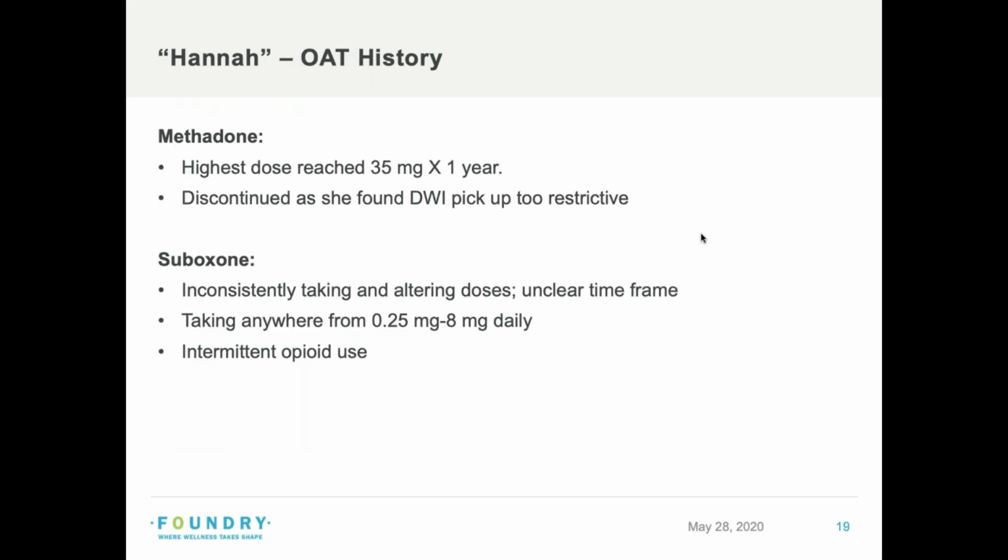She had previously tried methadone, only got to 35 milligrams, and she really found picking it up daily at the pharmacy was interfering with her life and her other goals. So she was switched to Suboxone, but was very inconsistent with taking it, altering the doses, and was going in and out of withdrawal. And the team was worried that with this intermittent Suboxone use, she could either put herself into precipitated withdrawal or just not have enough coverage and have an overdose.